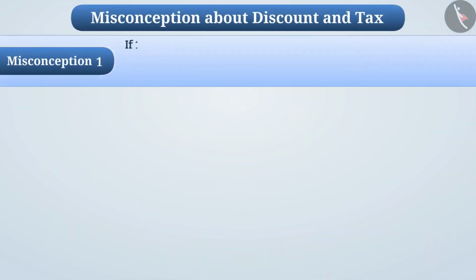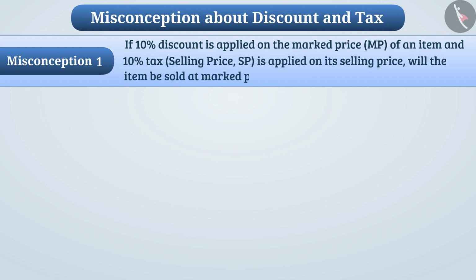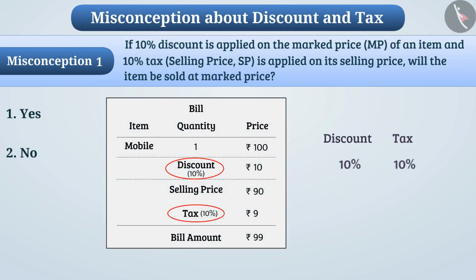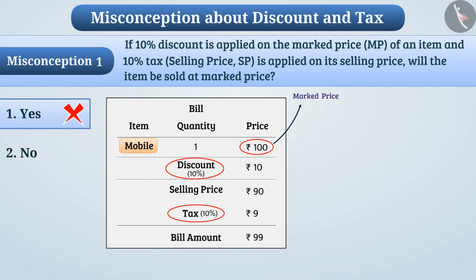Misconception 1. If 10% discount is applied on the marked price, that is MP of an item, and 10% tax is applied on its selling price, will the item be sold at marked price? Some children see that discount and tax rate are similar and think that the item will be sold at marked price only. They do not logically try to understand it and choose option 1 in a hurry, which is a wrong answer.